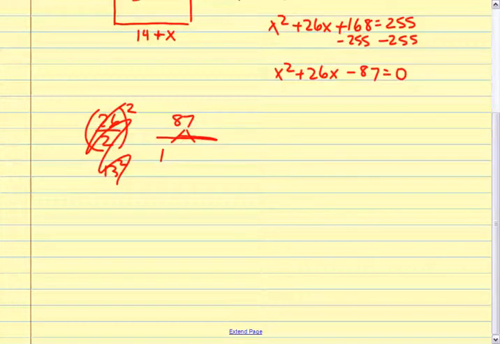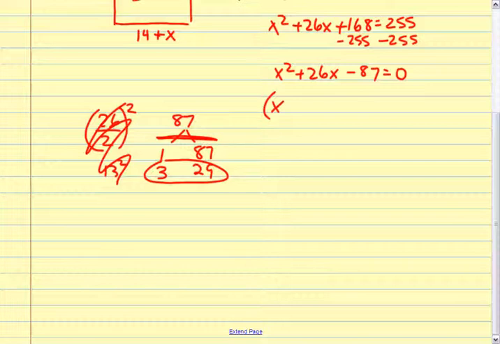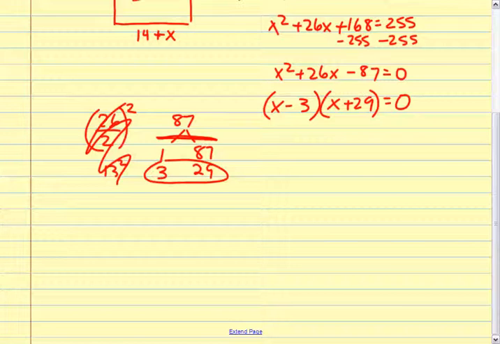2 doesn't go into it. 3 goes into that 29 times. Oh, look at that. They're 26 apart. X minus 3 and x plus 29 is equal to 0. That means that x can equal 3 or x can equal negative 29. Well, it can't equal negative 29. It has to equal 3.